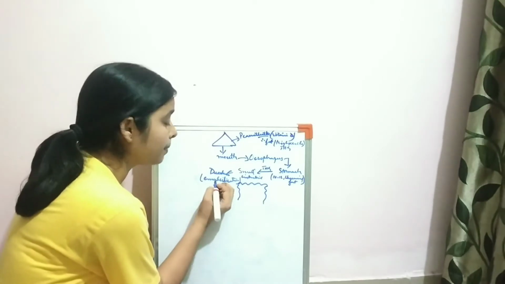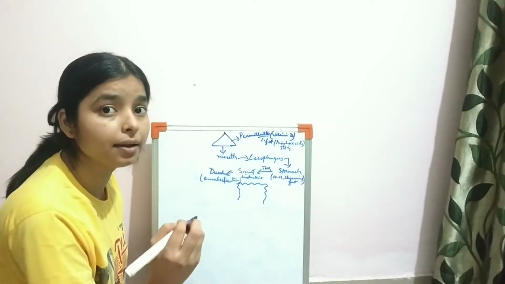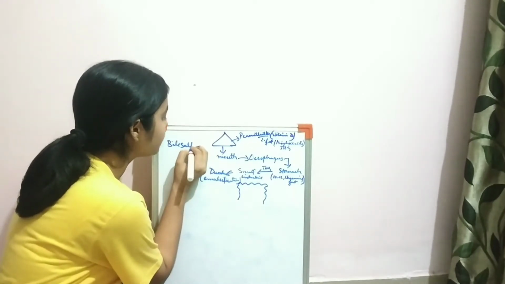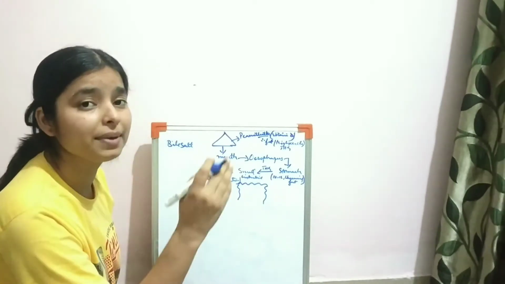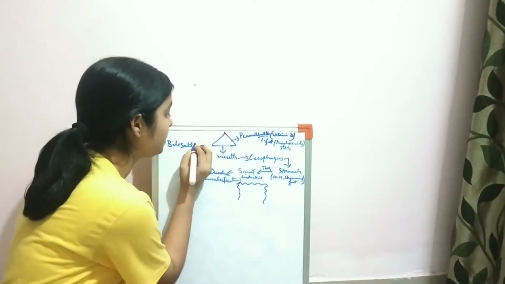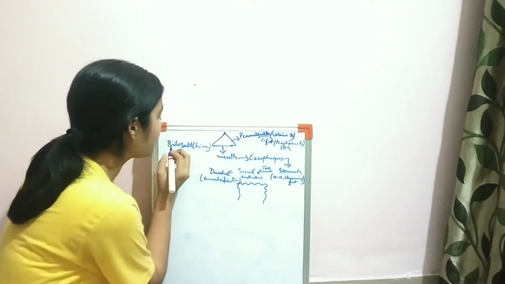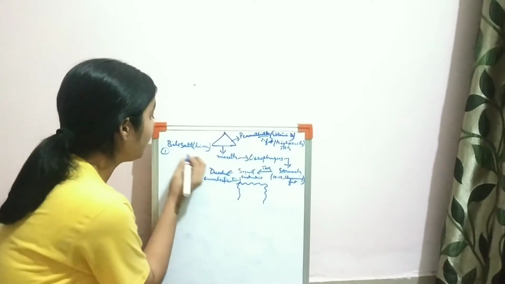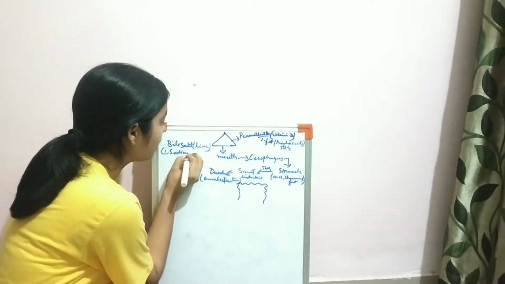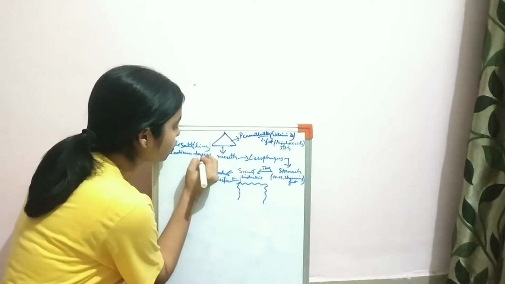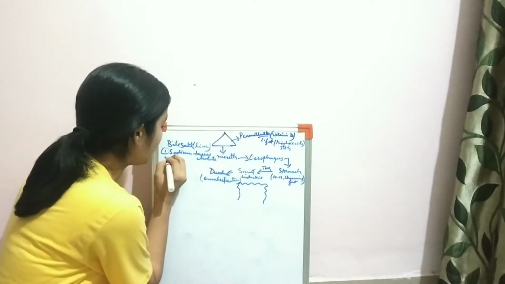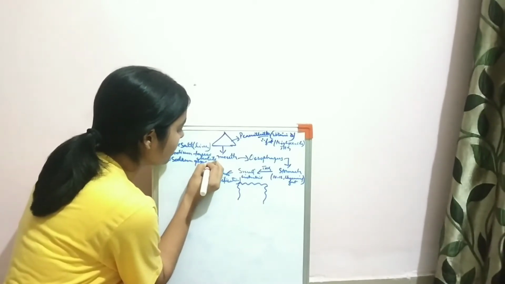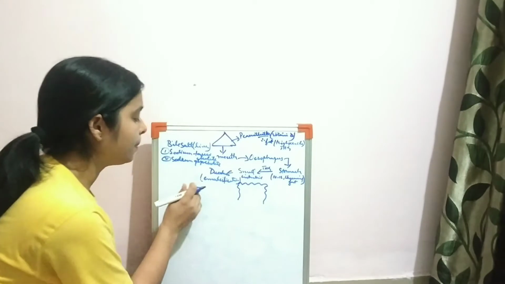Now emulsification is basically carried out by whom? It is carried out by the bile salts, and bile salts are basically the bile juices which are secreted by the liver. And what are the bile salts responsible for the emulsification here? They are sodium taurocholate as well as sodium glycocholate. Okay, these are responsible for the emulsification here.